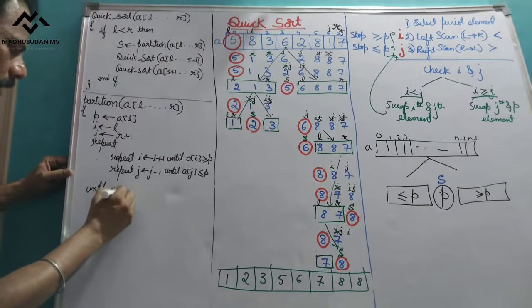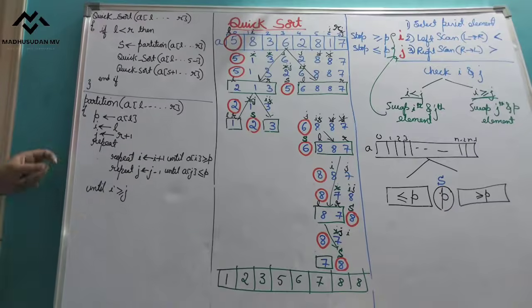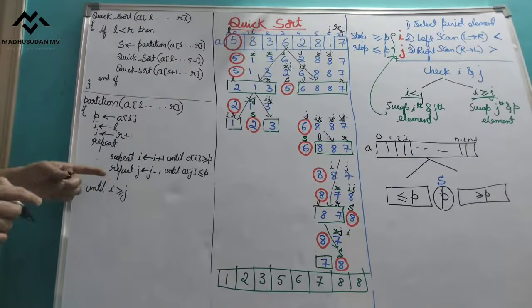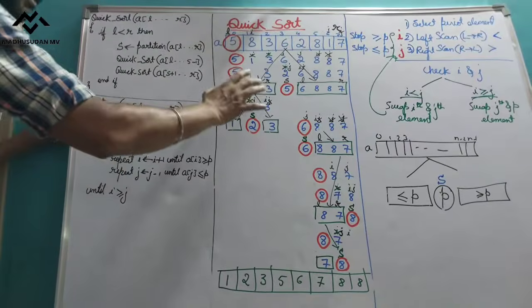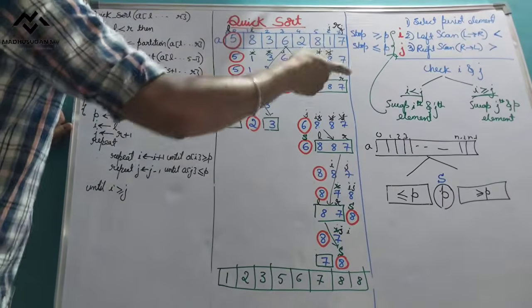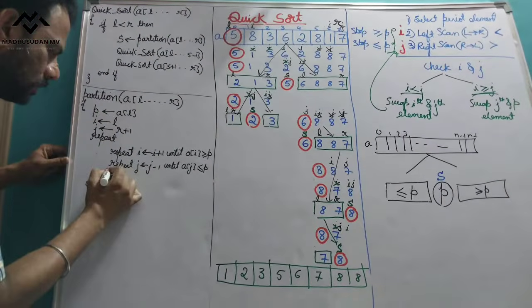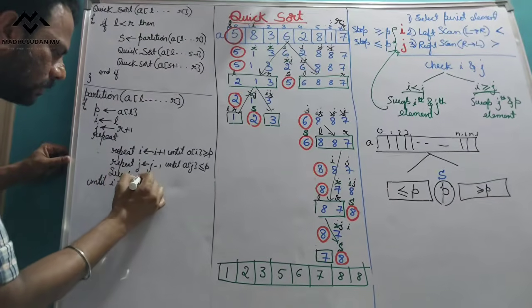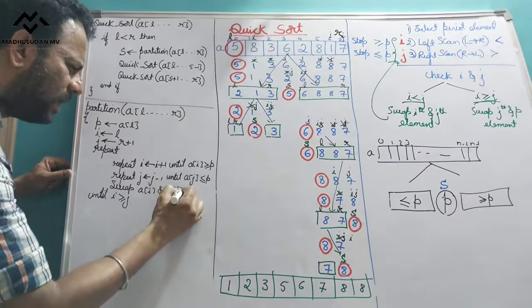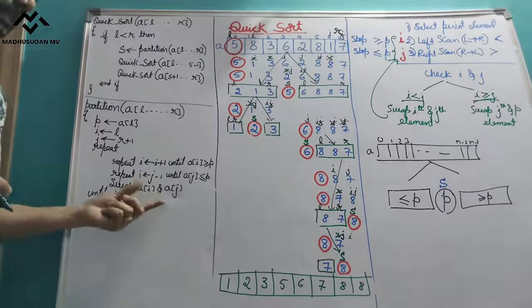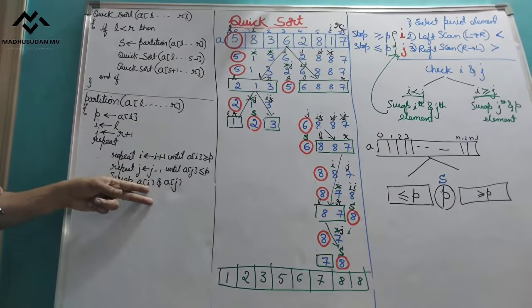Until i is greater than or equal to j. Is lesser than, again we keep repeating. Now, in this algorithm, here we are swapping i and j after checking. But here we are swapping A of i and A of j blindly. That means without checking anything, after stopping, immediately we are swapping.